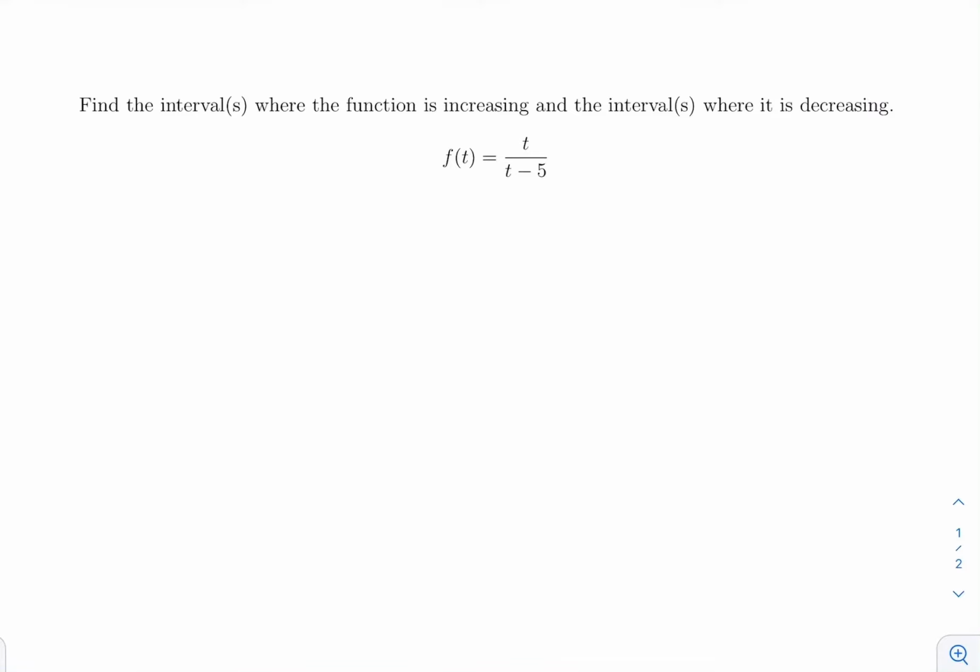Find the intervals where the function is increasing and the intervals where it is decreasing. So we need to use the derivative. That means let's find the derivative of this function.